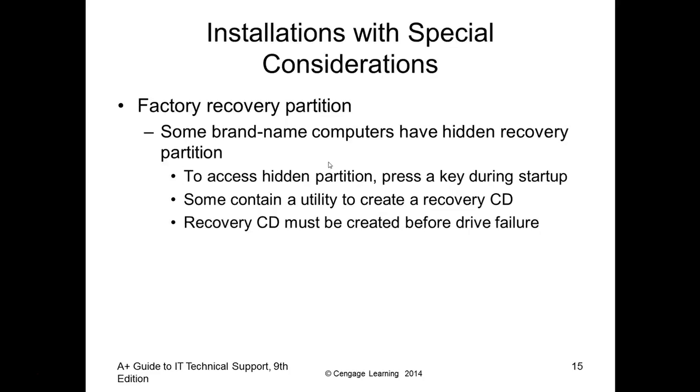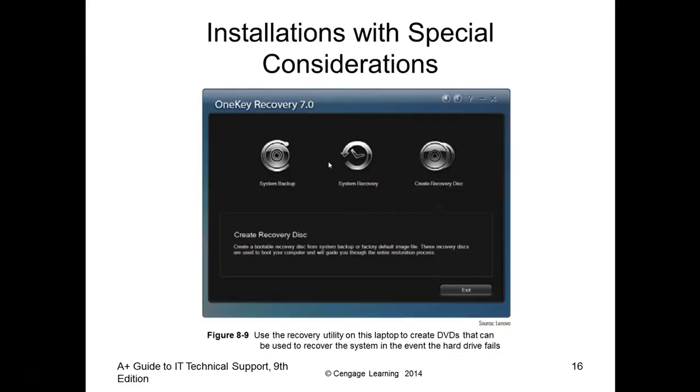Okay, so to get to this, you usually have to press some type of key during startup to go ahead and boot to that partition. Okay, it can also come with a utility that you could run once your computer is running. Okay, so this would be an example of that recovery partition. So we could actually go in and do a system recovery. You could create a recovery disk if you need to. You could do a system backup.